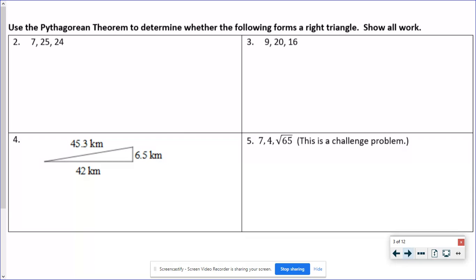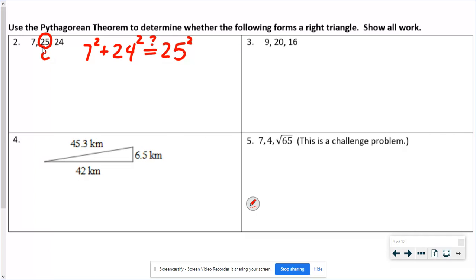In these four problems, I just want to know if these side lengths would form a right triangle. So this is really the converse of the Pythagorean theorem. So in number 2, you have to be careful that you are using the longest side for C, right? So this is going to be 7 squared plus 24 squared. I want to know, is that equal to 25 squared?